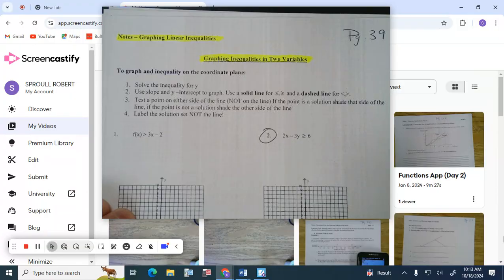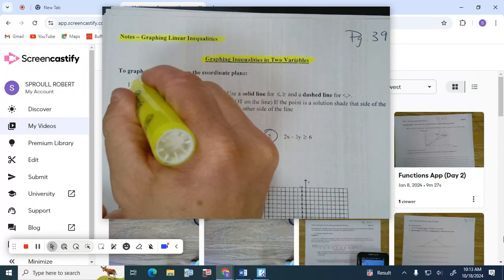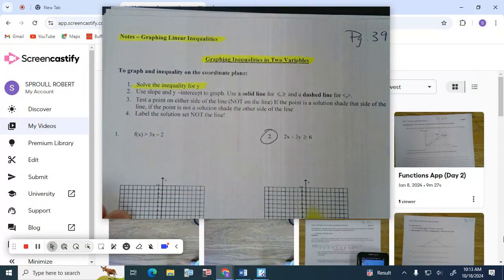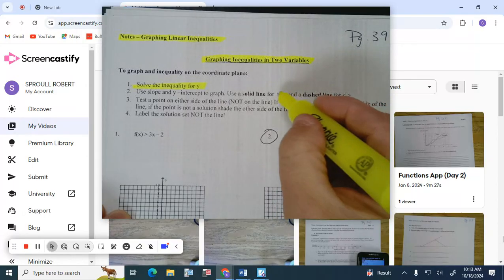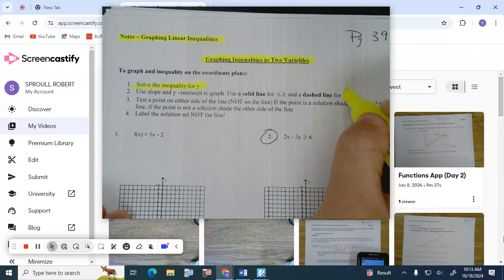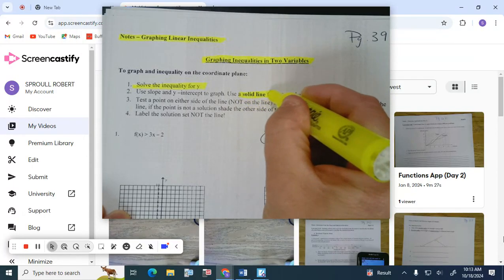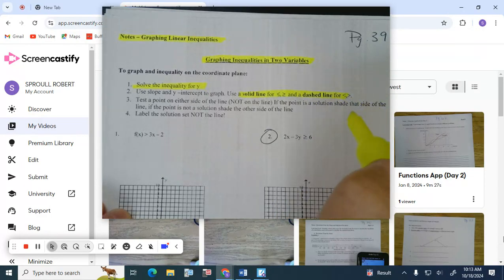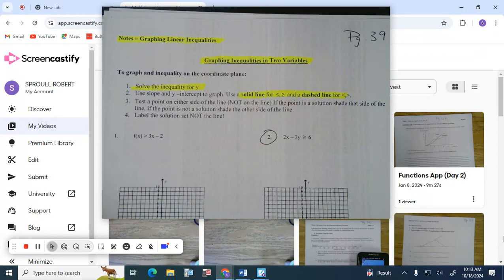So again, like just graphing a regular line, we always isolate the y, but this time because it's inequalities like less than, greater than, or equal to, less than or greater than, we have to be a little careful on our line, whether it's going to be a solid line, which includes the points, or a dashed line, which does not include the points as solutions.